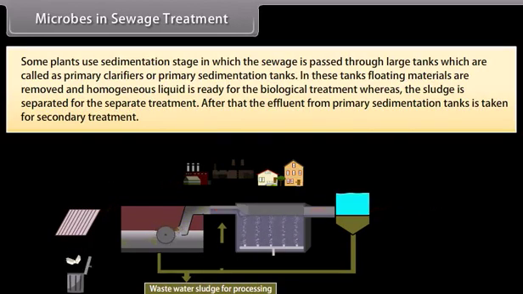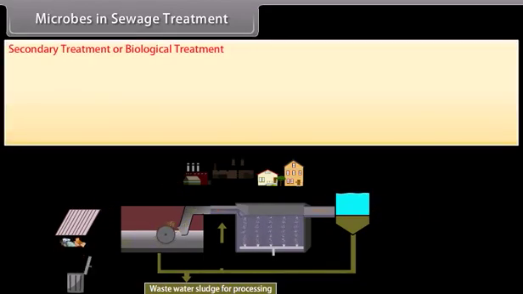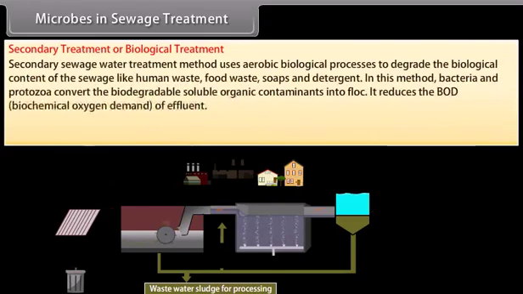After that, the effluent from primary sedimentation tanks is taken for secondary treatment. Secondary treatment, or biological treatment. The secondary sewage water treatment method uses an aerobic biological process to degrade the biological content of the sewage like human waste, food waste, soaps and detergent.